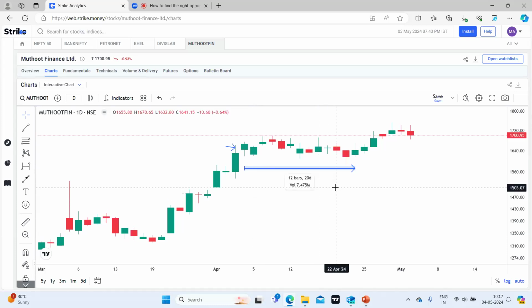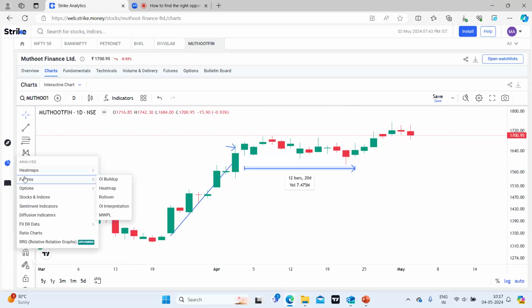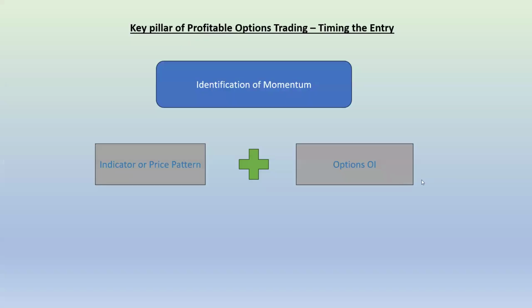So I need to time my entry in such a way that the move immediately happens. I need to enter here for this move, right. I need to enter here for this small move, and I need to decide when to exit also. With timing, the entry and exit are also important. So for timing of entry or exit, we need to identify momentum.